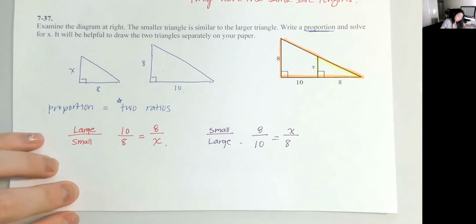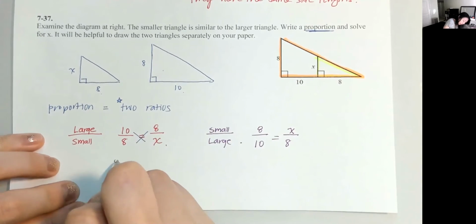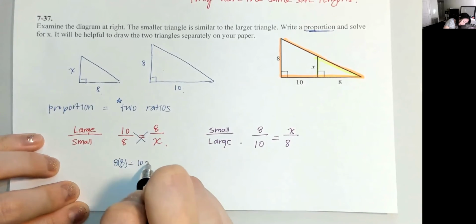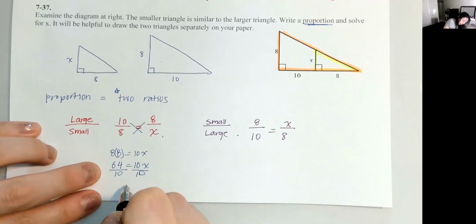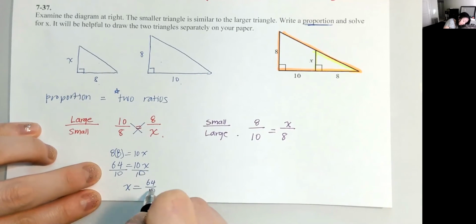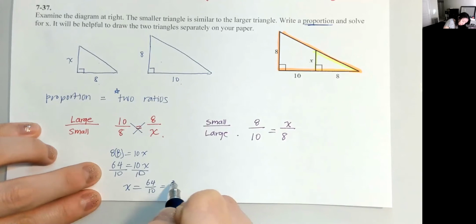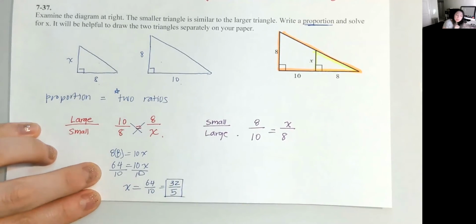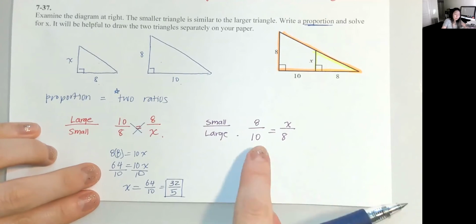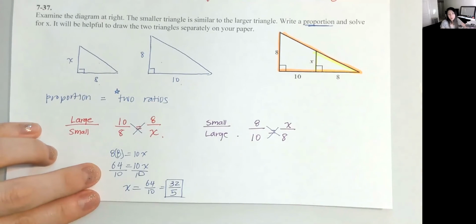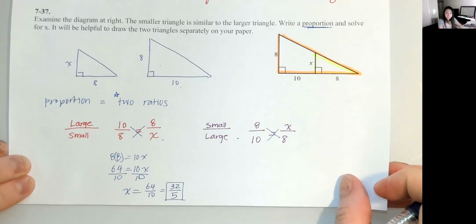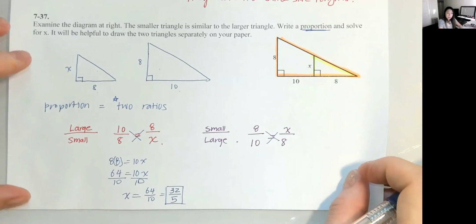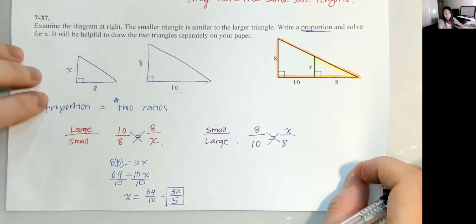And how do we solve it? Cross multiply. 8 times 8 is equal to 10x, so that's 64. Divide both sides by 10, x is 64/10, which simplifies to 32/5. I'll keep that as a fraction. That's the answer. That's all you had to do. And if you do the same thing with this one, you're going to get the same answer. Doesn't matter which way you start the ratio, which way you write the ratios, all right? So no scale factor in this one, you just write the ratio of the two sides.